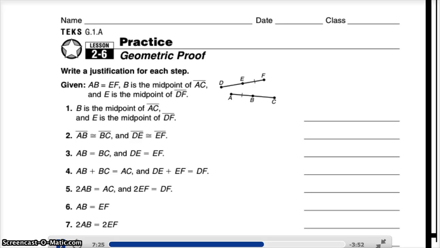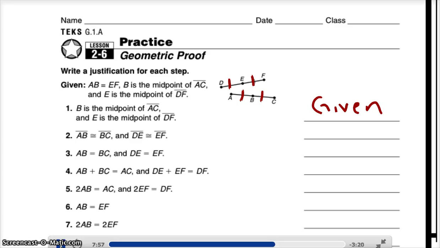Alright, so we have given AB is congruent to EF, and on this one they already have it marked. You see the tick marks. And B is the midpoint of AC. So since B is the midpoint of AC, you know that this is equal to this. And E is the midpoint of DF, which means, again, you know this is equal to this. So B is the midpoint of AC and E is the midpoint of DF. That was given to me.